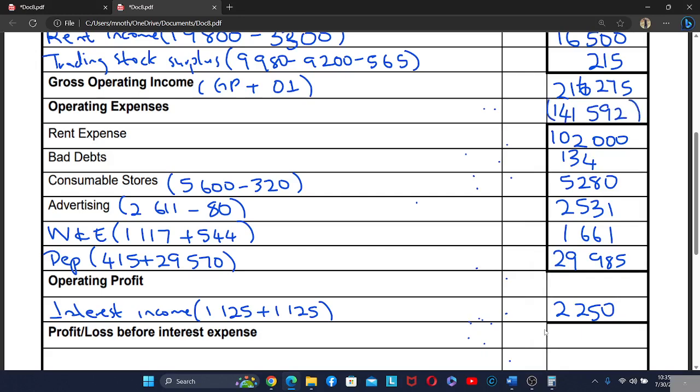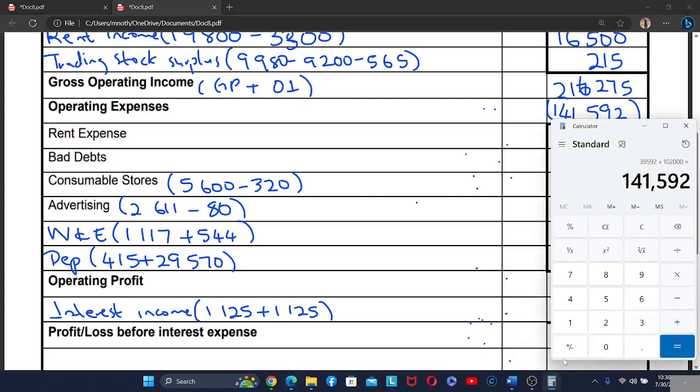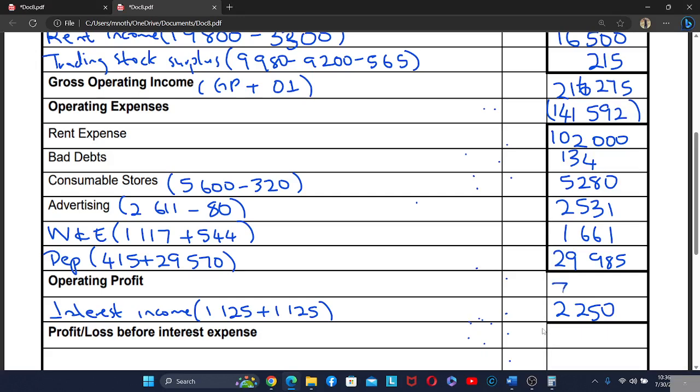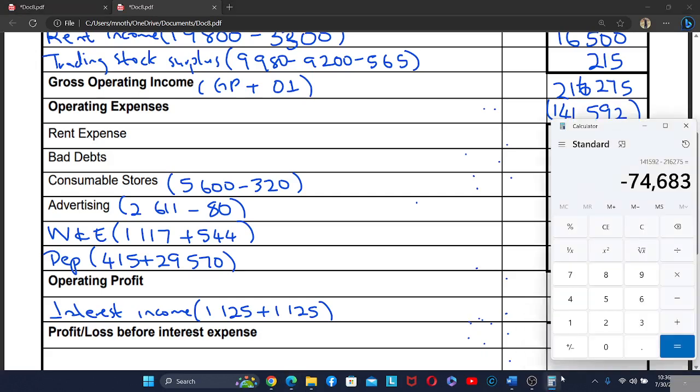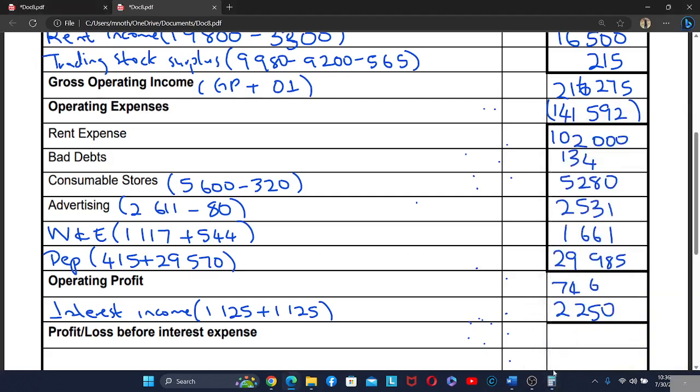So it's like this. So now to get the operating profit, we must say gross operating income minus operating expenses. So 216,275 minus operating expenses, that is 74,683.